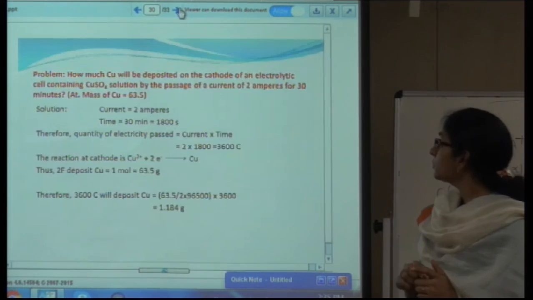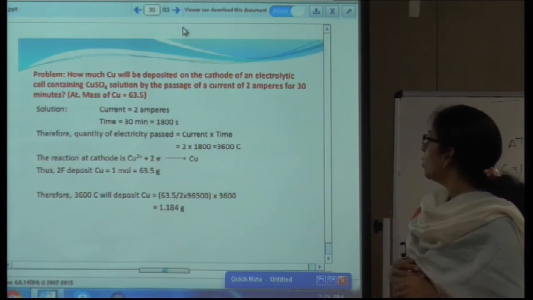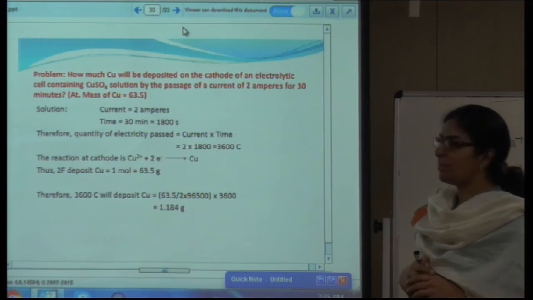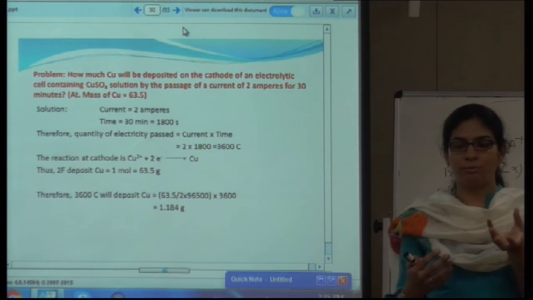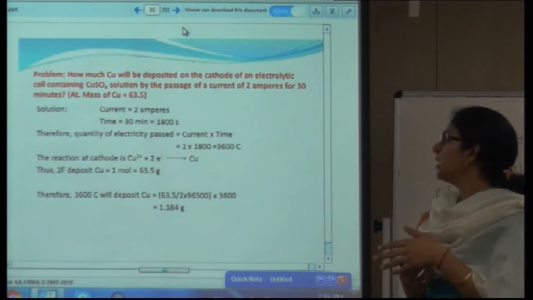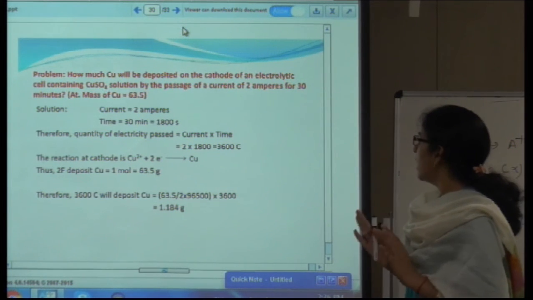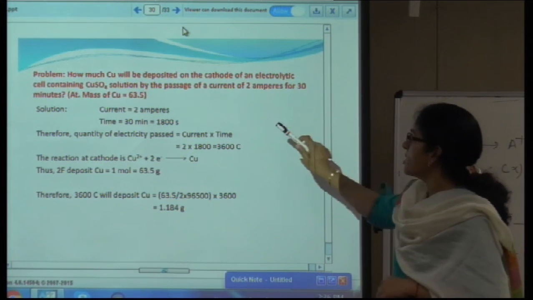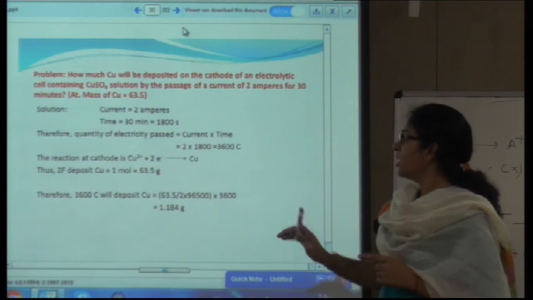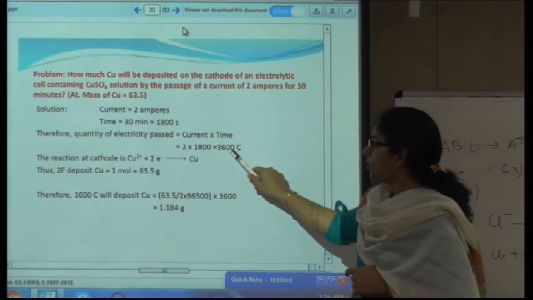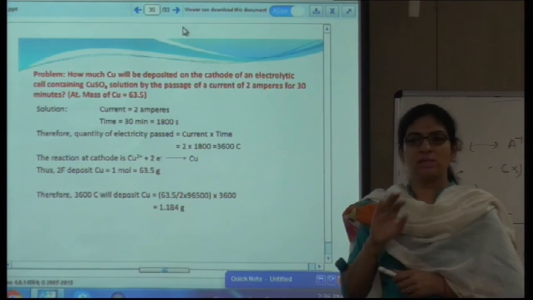Now how much copper will be deposited on the cathode of an electrolyte containing copper sulfate by the passage of, now here they are asking you how many grams of copper will be deposited, but Q is being given to you. In the earlier problem, you had to calculate Q. Here current is given to you, time is given to you. If these are given, you can calculate Q, right? So from current and time you can calculate this much. So it means 3600 coulombs of charge is being passed.